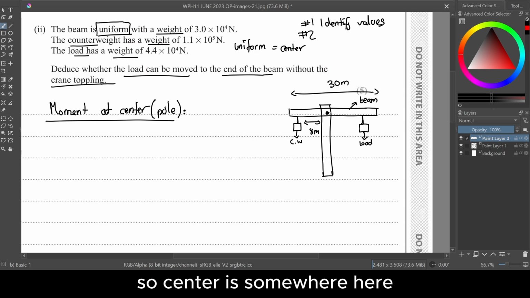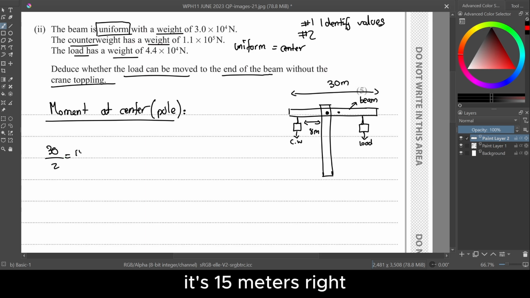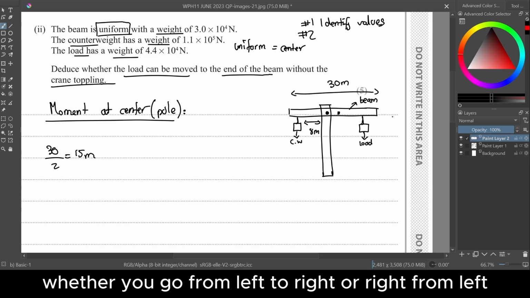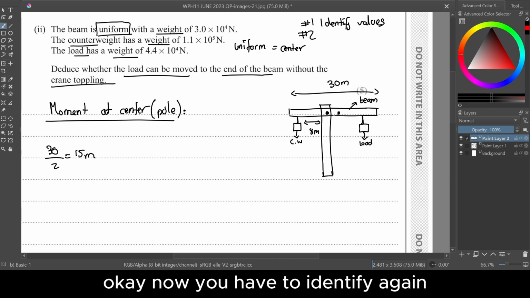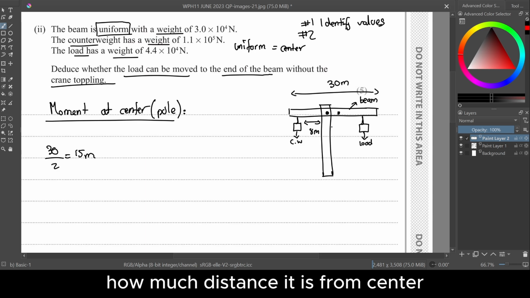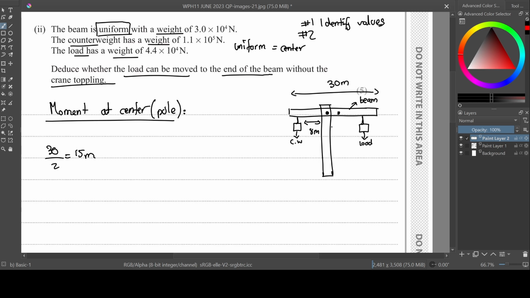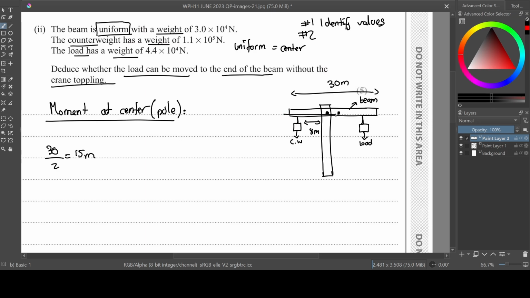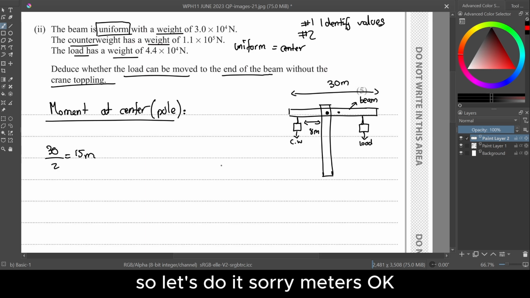Uniform means that the weight is acting at the center. The center is somewhere here, because if you divide 30 by 2, it's 15 meters, whether you go from left to right or right to left. Now you have to identify what moment at center, right? We are taking moment at center, so we have to decide how much distance it is from the center to the weight of the beam. It's easier to do it from left to right.